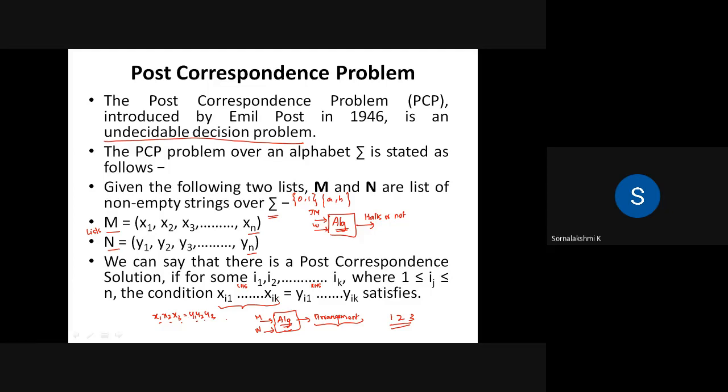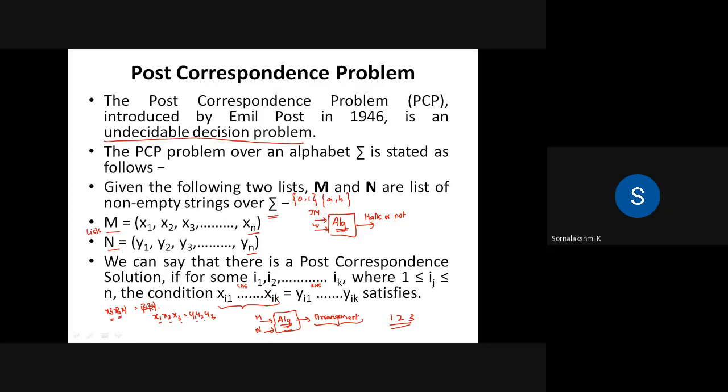If I am able to get LHS equal to RHS by making any arrangement, it need not be 1, 2, 3 alone. If I can make 3, 3, 1 also, the strings can be repeated. But if it is 3, 3, 1 on the LHS, y also should be 3, 3, 1 on the right side. So if it is x3, x3, x1 on the left, it should be y3, y3, y1 on the right. If this arrangement gives me an LHS equal to RHS, then this satisfies the Post Correspondence. I'm able to create a Post Correspondence arrangement out of these two lists. So that is the conclusion.